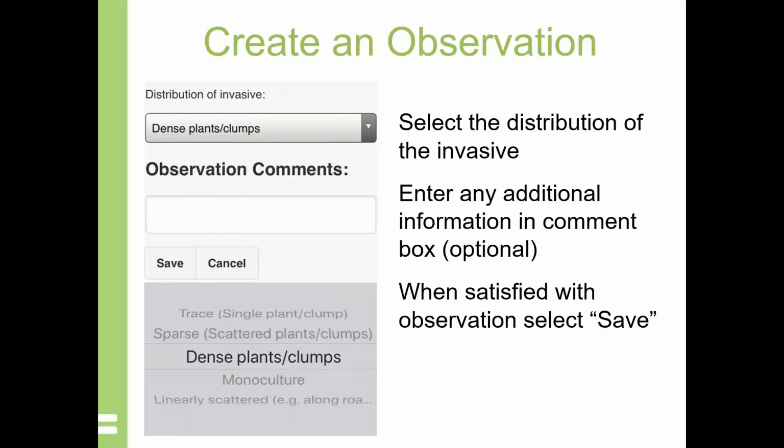And so next, we're going to select the distribution of the invasive. There's a few different options for this as well. If it's just a single plant, you can put trace. If it's sparse, you put scattered plants, or dense or monoculture, or if it's along a roadside, you can say it's linearly scattered. Next, you can enter any additional information in the comment box if it's pertinent to the observation. And when you're satisfied, you just hit save.